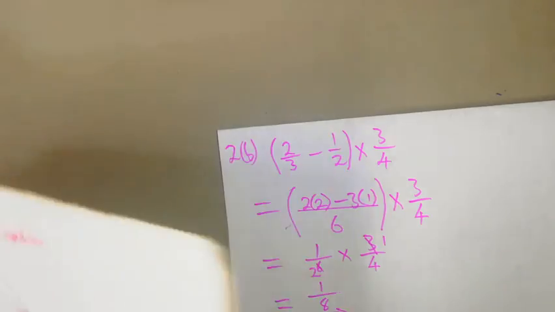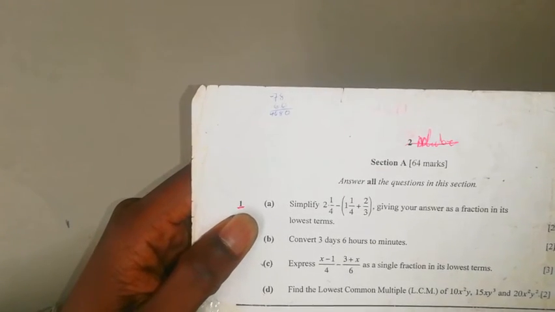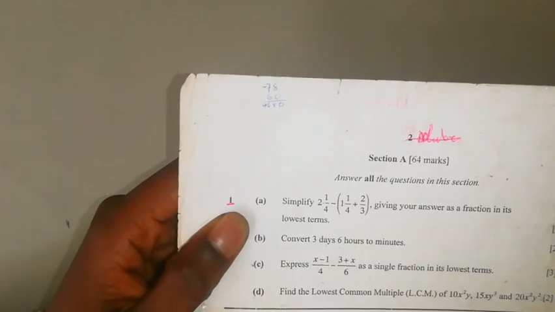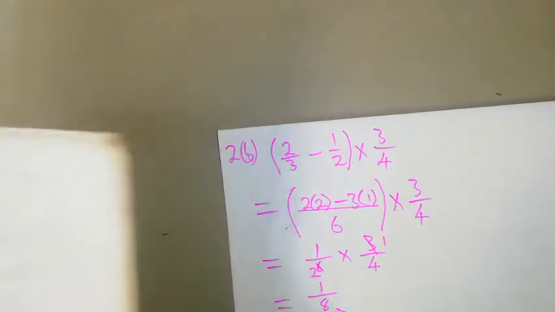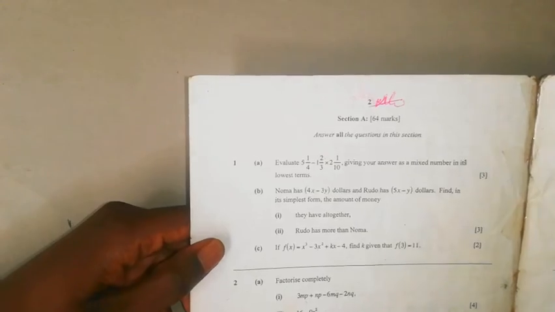Then I've got the other one, June 2005. The question says, number 1A, simplify 2.25 minus bracket 1.25 plus 2/3, giving your answer as a fraction in its lowest terms. Make sure all your answers are given in their lowest terms to avoid losing some extra marks. This is 2006. Evaluate 5.25 minus 1 2/3 times 2 1/10, giving your answer as a mixed number in its lowest terms.